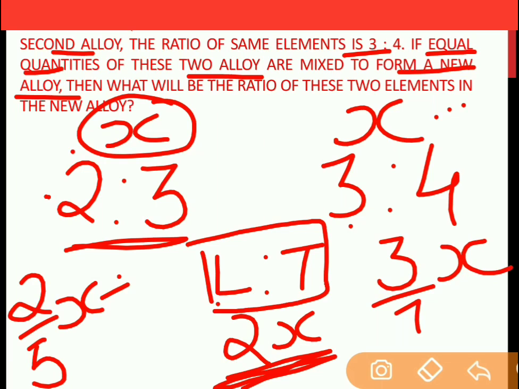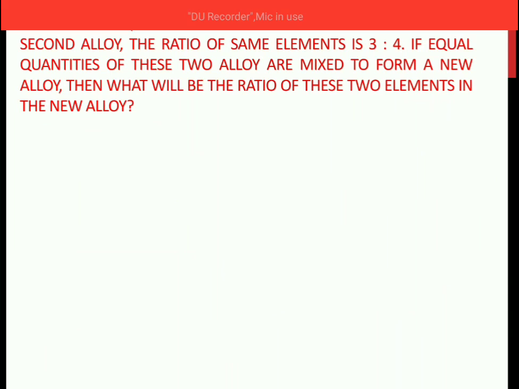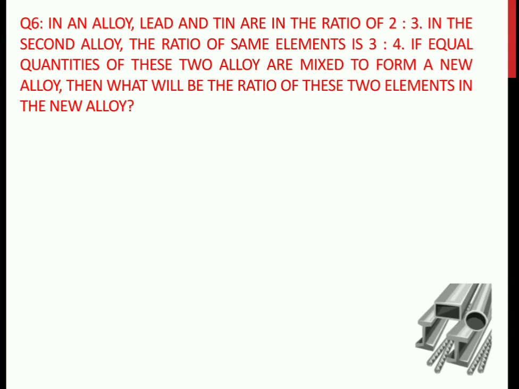So the amount of lead in the second alloy is 3/7 of x and the amount of lead in the first alloy is 2/5 of x. So the amount of lead in the mixture will be 2/5 of x plus 3/7 of x. Same way, the amount of tin in the first alloy is 3/5 of x and the amount of tin in the second alloy is 4/7 of x. So the amount of tin in the mixture will be 3/5 of x plus 4/7 of x. And then we will take the ratio of lead and tin. And this way we will get the ratio of the new alloy.